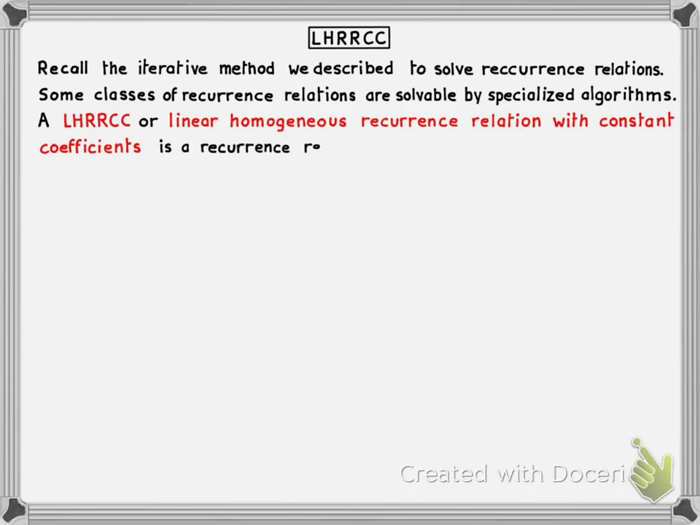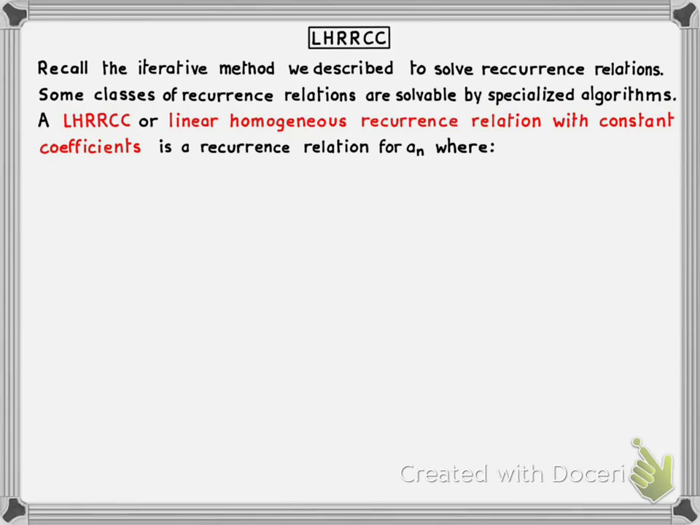Now, I'm going to abbreviate this LHRRCC, and since the abbreviation is pretty much as hard to say as the full name, I'm going to pronounce this as LHRRC. So, a LHRRC is a special kind of recurrence relation, meaning it's a recurrence relation with a special form, and here are the constraints that a LHRRC must satisfy.